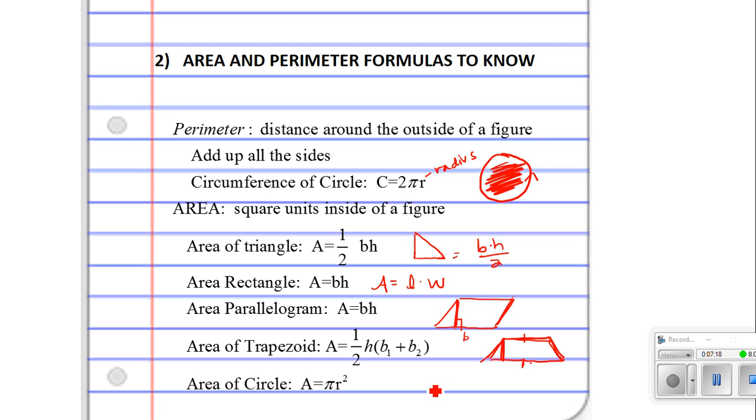And then the area of the circle is, like I said, the inside of that circle. It looks a lot like the circumference, but now it's pi r squared. So you have to take the radius and square it for the area of the circle. So these are some of the formulas that would be really good for you to know.